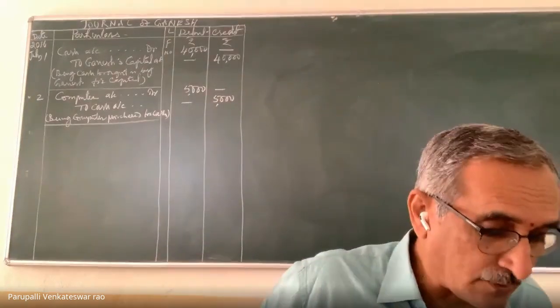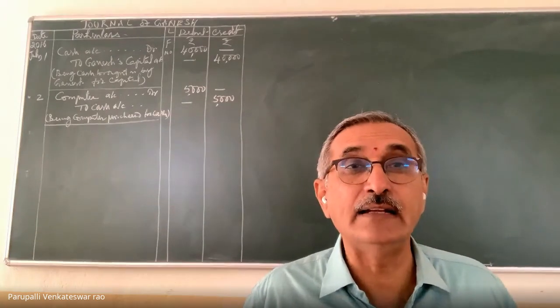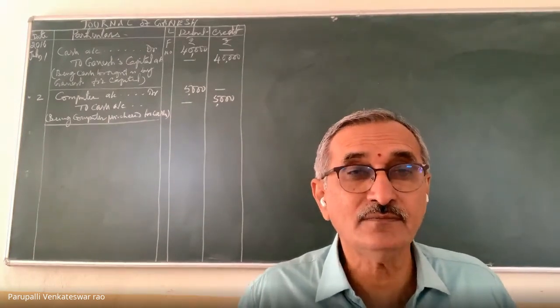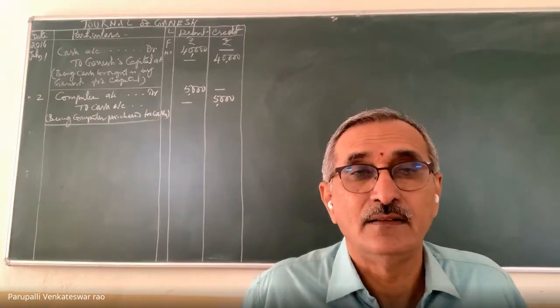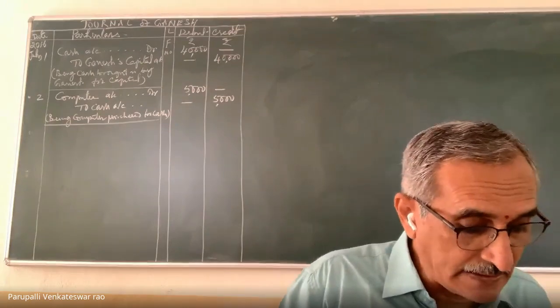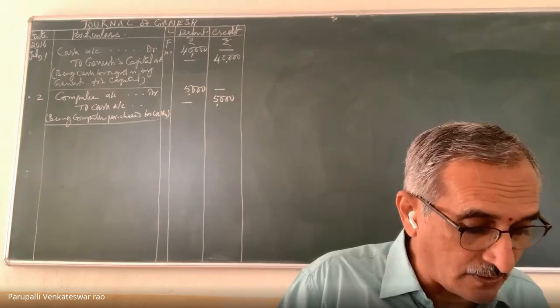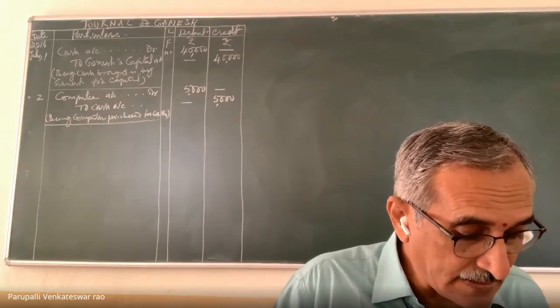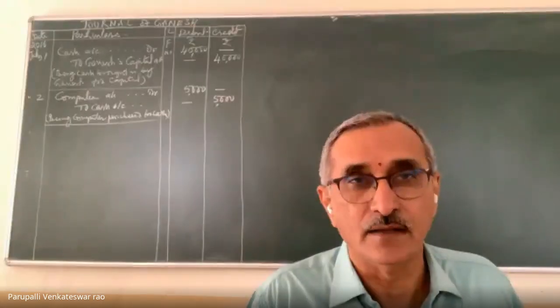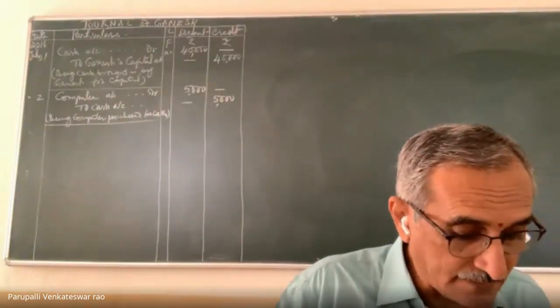Anyway, now the question: write cash account debtor to rent received account. The entry is cash account debtor rupees 1,800 to rent received account 1,800. Being rent received in cash. Next one.